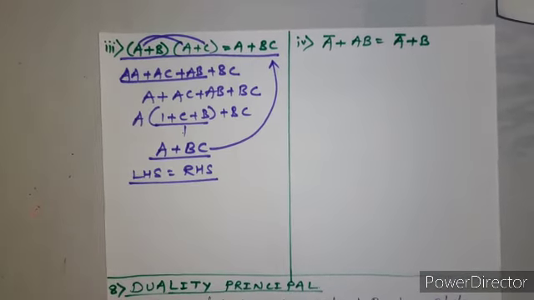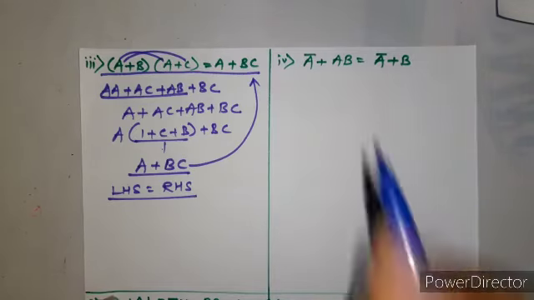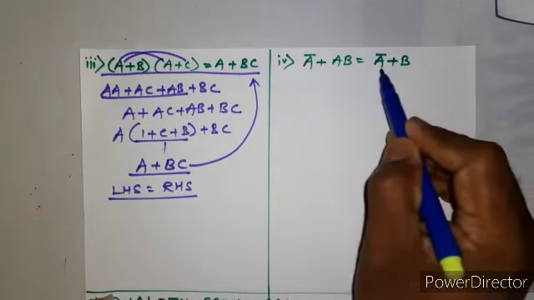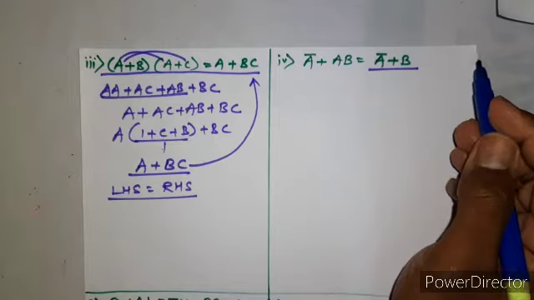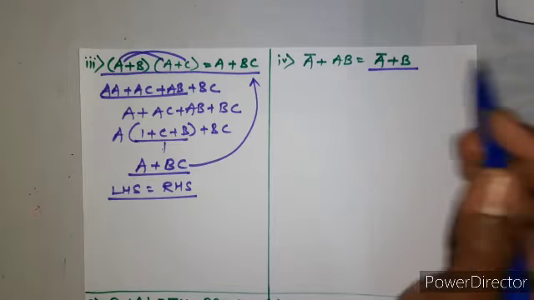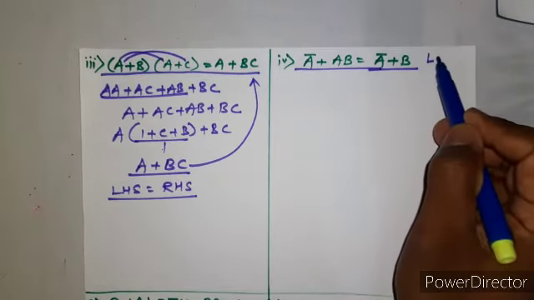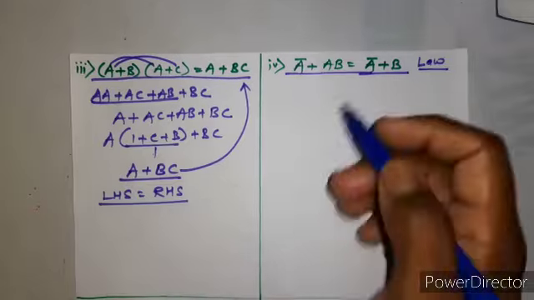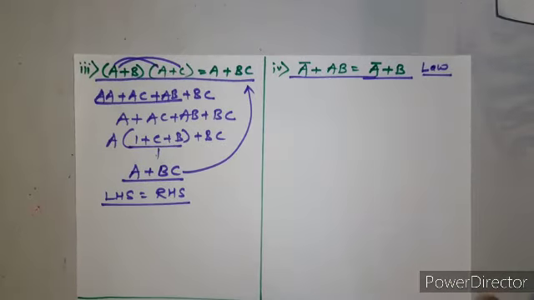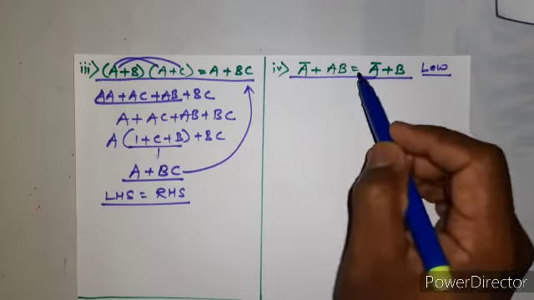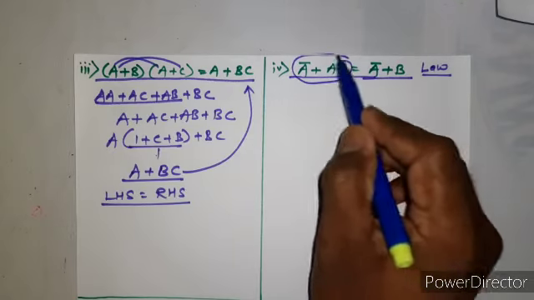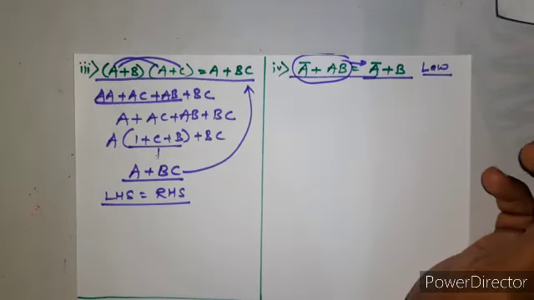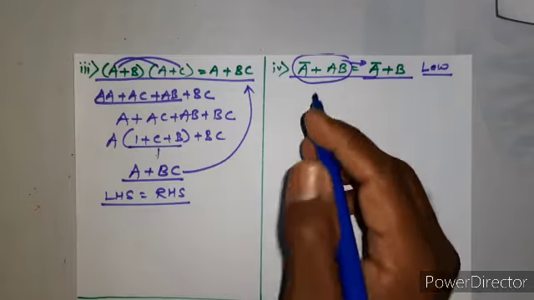Okay, now this one, A bar plus AB equal to A bar plus B. This is another rule or law. Just try to remember this. So if anywhere while minimizing or reducing you encounter this equation, then you can directly replace it with this. We can try to prove this.